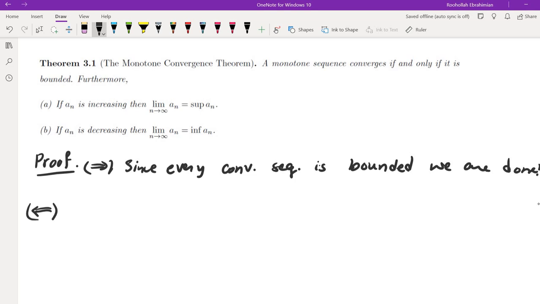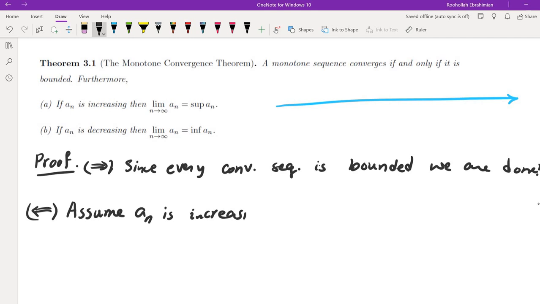For the backwards direction, we're going to in fact prove parts A and B of this theorem, which is to say, if a_n is increasing, then the limit is the supremum. And if a_n is decreasing, then the limit is the infimum. As usual, we're going to talk about the idea of the proof first, and then we will get to the proof itself. So let's assume a_n is increasing. The decreasing portion would be very similar.